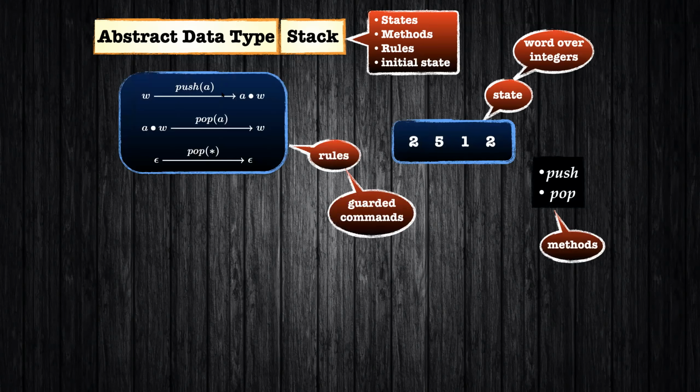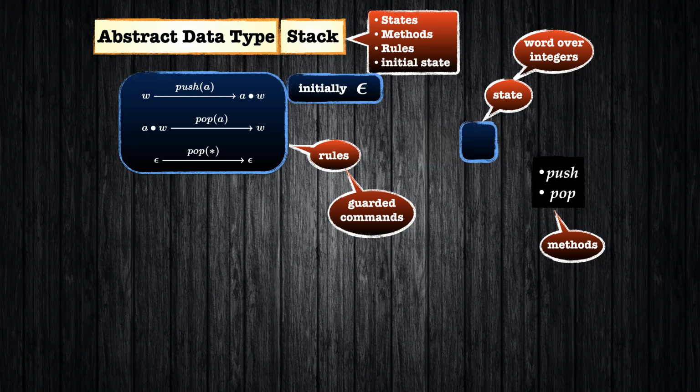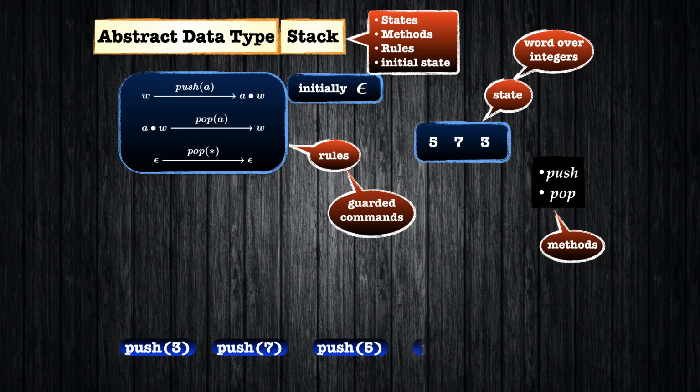Push appends the symbol A to the head of the stack, and pop pops the value at the top of the stack. If you have an empty stack and you try to do pop, then you return a star. And then we gave some examples. Initially, the stack is empty, and then you can apply these rules. You can push 3 to get 3 in the stack. You can push 7, you get 7 at the top of the stack. You can push 5, you get 5 at the top of the stack. And now you pop the topmost value, which is 5.